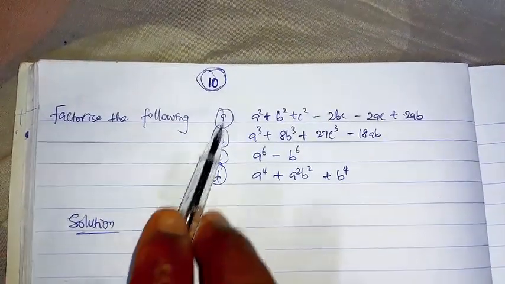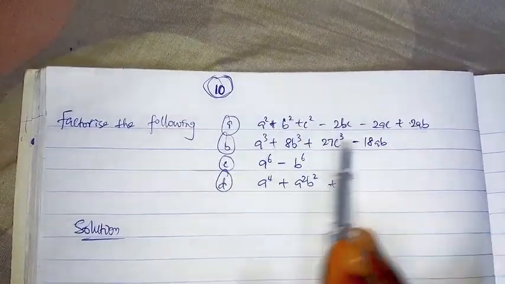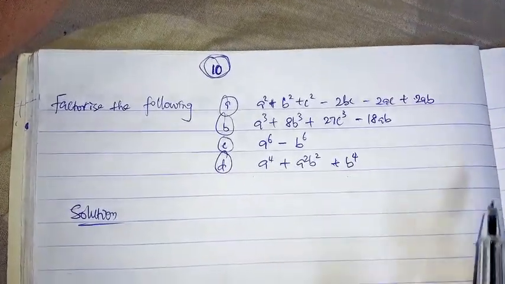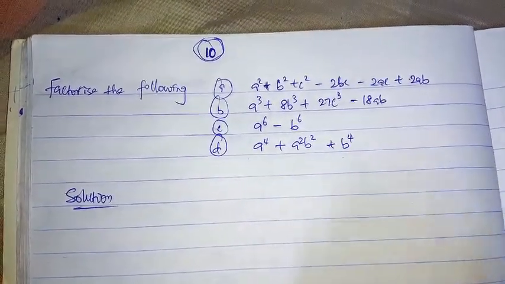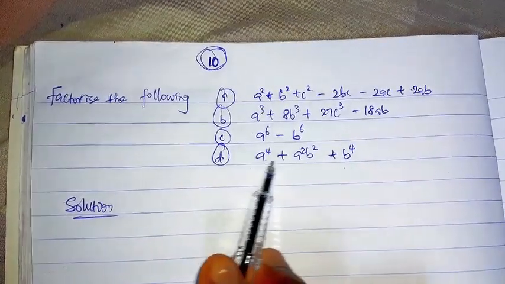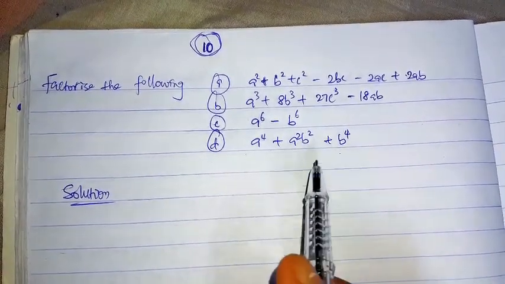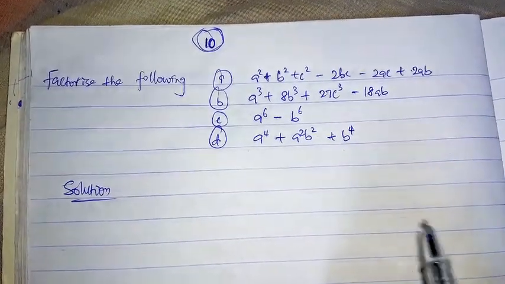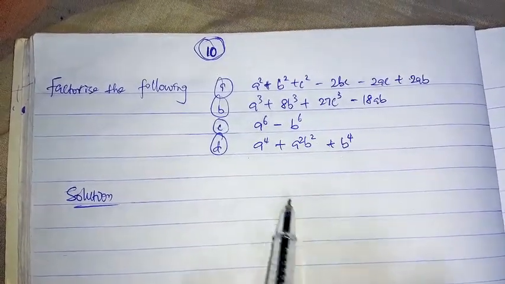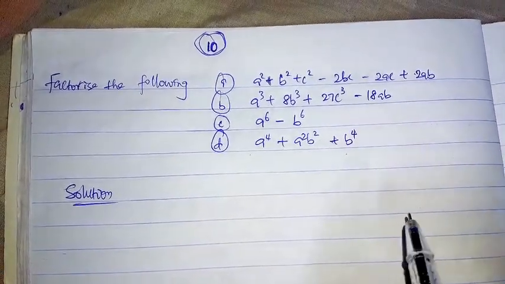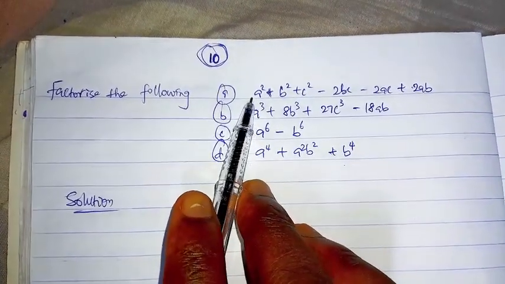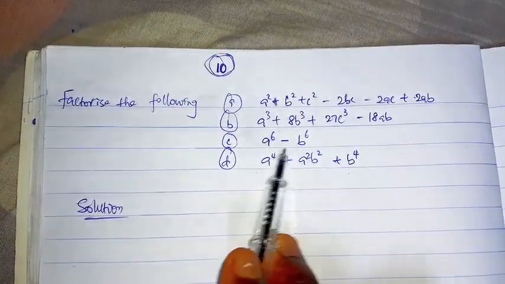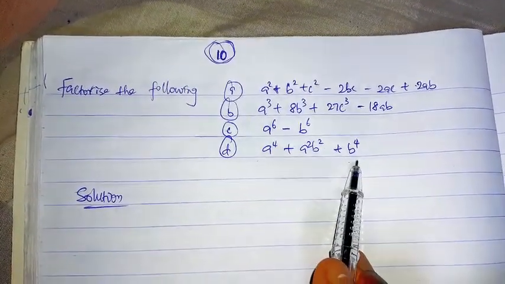Now, let's factorize the following: A, B, C, D. These are all quadratic or polynomial expressions. They are all polynomial expressions. For you to factorize them, you need to have a view of how the solution is going to be, or how the format is going to be, that's the factorized form, before you proceed to solve the question. What will give you that idea? What's the highest power of the variables here? There's 2, the highest power is 3, the highest power is 6, the highest power here is 4.